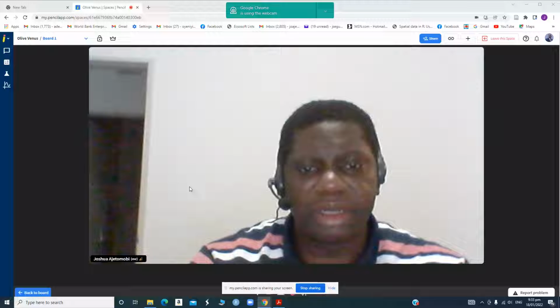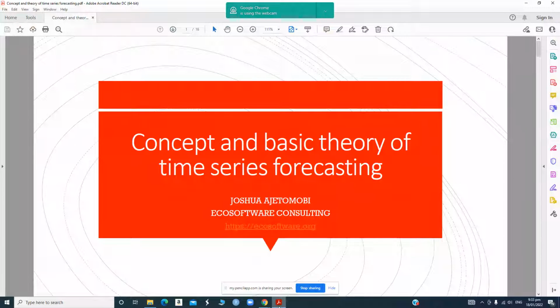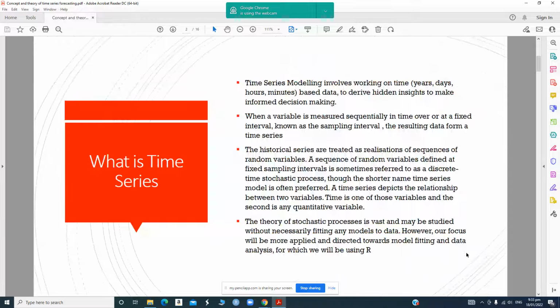To start with, we shall be considering the concept and basic theory of time series forecasting. And when we are dealing with time series, we're actually dealing with time. And the time could be in years, in months, in days. And the basic aim is to derive hidden insights so as to be able to make informed decisions.